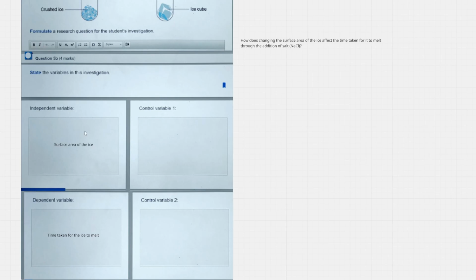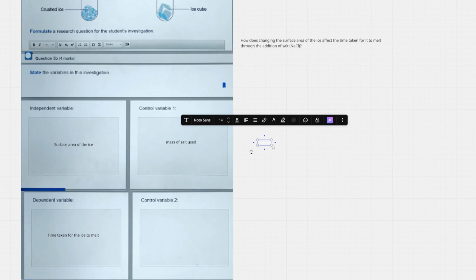Number one, to have a consistent and valid investigation, you would have to keep the mass of salt used the same throughout the investigation, because if you add more or less, the time would be affected by more than one variable, which would render your investigation void. So we're gonna have mass of salt used as a control variable.